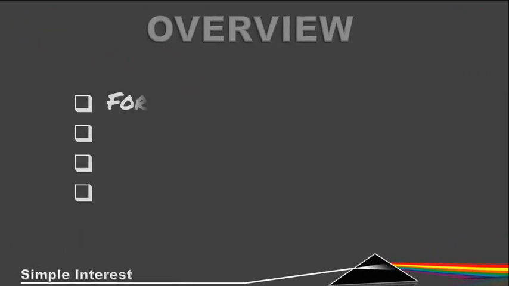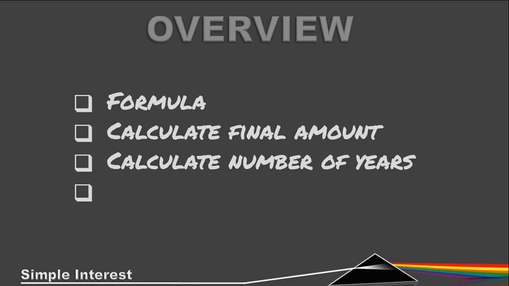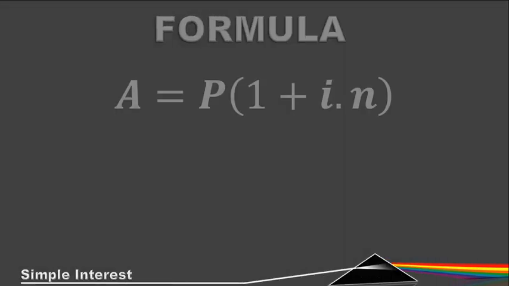Now, an overview of this video is first we're just going to look at the formula for simple interest, then calculate the final amount, then calculate the number of years, and then finally calculating the interest. Now, the formula is as follows: A equals P bracket 1 plus I times N close bracket.